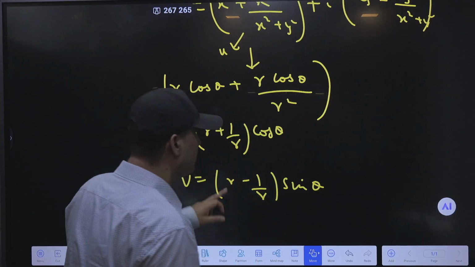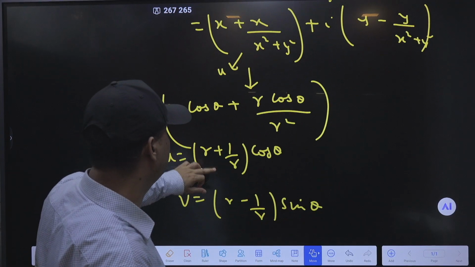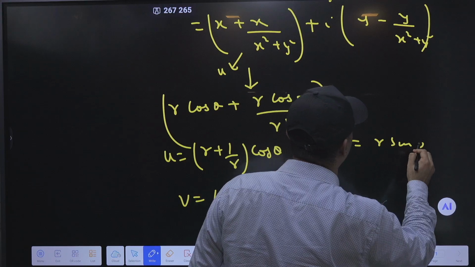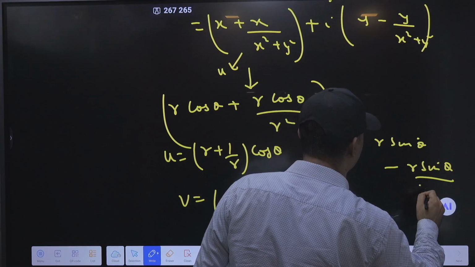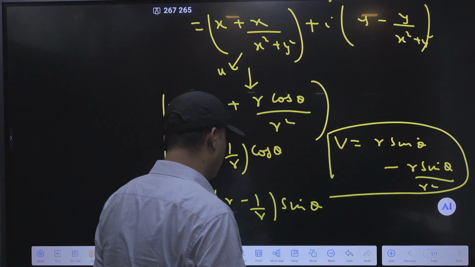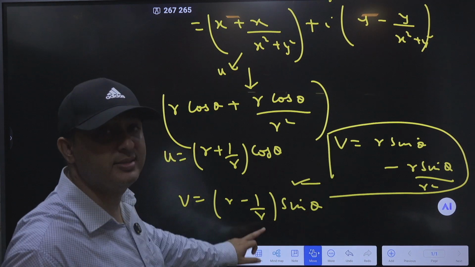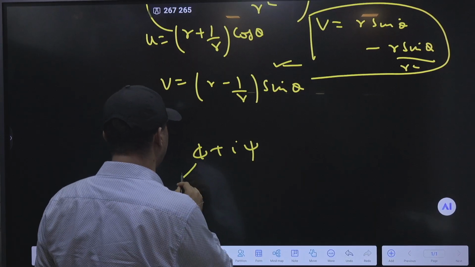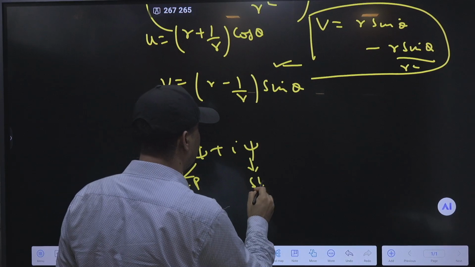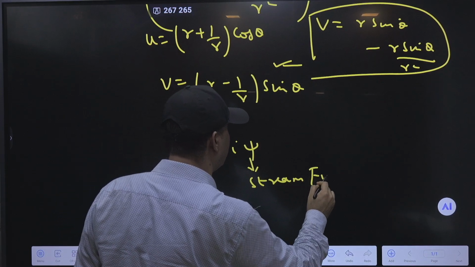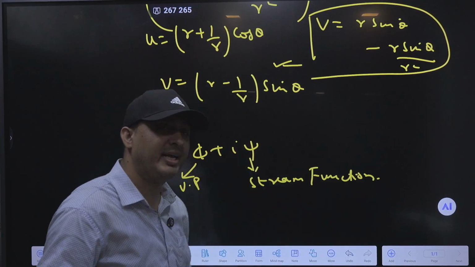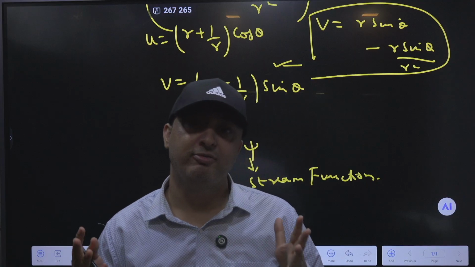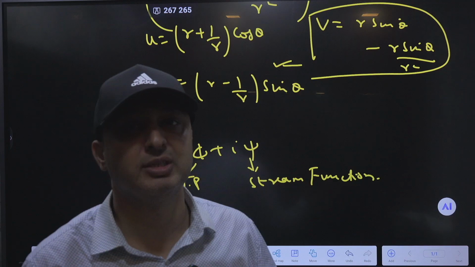So if you put the value x is equal to r cos theta, y is equal to r sine theta, this is the case. So if you put it in v, this is r sine theta minus r sine theta upon r square. I'm getting the same result. Now what the examiner does, they will give you phi plus i psi. This is velocity potential, this is streamline or stream function that they will give you in fluid dynamics. So the complex analysis concept of the Cauchy-Riemann equation has two vital places: in fluid dynamics, and secondly in ordinary differential equations and partial differential equations.